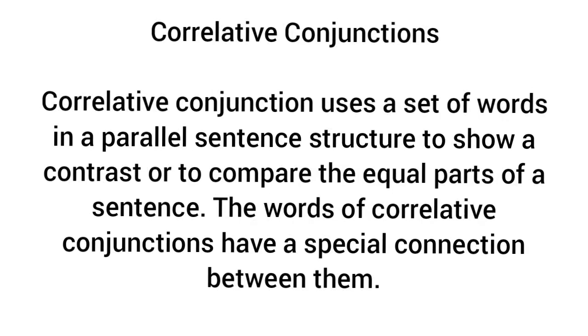Now let us look at correlative conjunctions. Correlative conjunction uses a set of words in a parallel sentence structure to show a contrast or to compare the equal parts of a sentence. The words of correlative conjunctions have a special connection between them. The correlative conjunctions are: not only, but also; either, or; neither, nor; both, and; not, but; whether, or; etc.